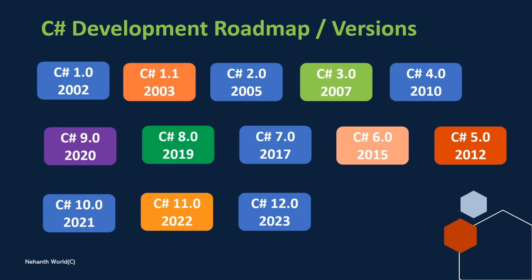And the .NET version 8 is available as the latest today. These are the different versions of C#.NET, and I have given the color coding just for better presentation and readability, nothing else. C# started in 2002 as version 1 and now it is version 12 as of 2023. So this is the latest version as of now.